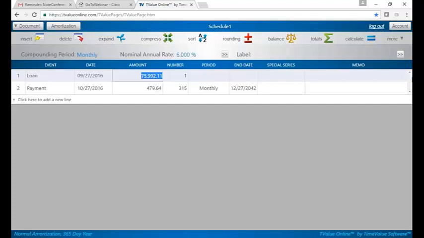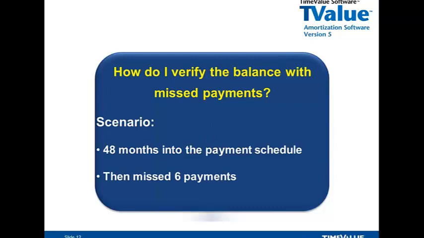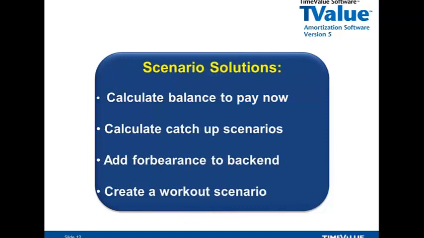All right, so let me take a step back to the slides here, and we're going to go into some different workout scenarios. Okay, so how do I verify the balance when payments are missed? In this scenario, let's say 48 months into this payment schedule, the borrower misses the next 6 payments. You're going to have some different options. Or maybe you're wondering, what do I do at this point in time?